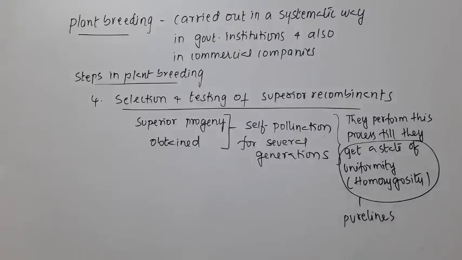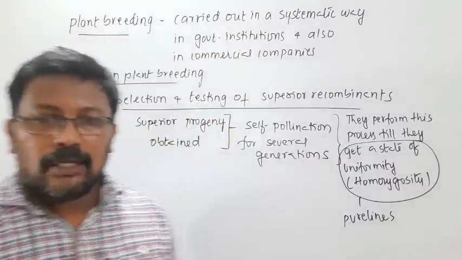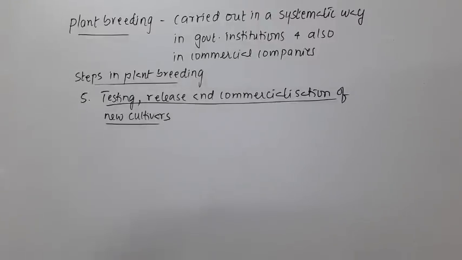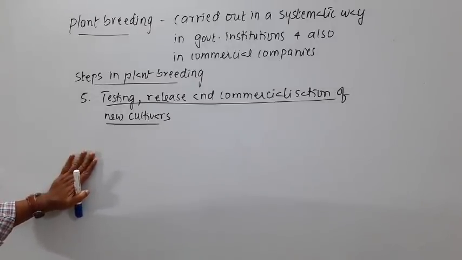Right. Now after the selection and testing of superior recombinants, we will move on to the last step, that will be testing, release, and commercialization of those new cultivars. So let's see the last step: testing, release, and commercialization of new cultivars.